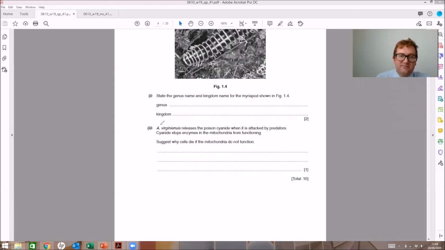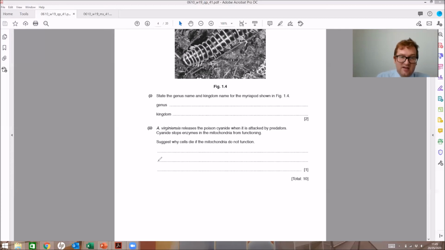Question D II. Apheloria virginiensis releases a poison, cyanide, when it is attacked by predators. Cyanide stops enzymes in the mitochondria from functioning. Suggest why cells might die if the mitochondria do not function. Well, if you remember, the mitochondria play the role of the site of aerobic respiration. So if aerobic respiration cannot take place, this means that there's no energy released for any life processes.